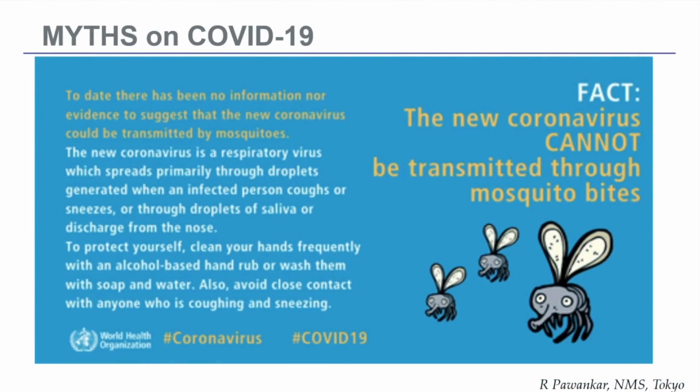Can it be transmitted through mosquito bites? I explained this to you earlier, like dengue and some other viral diseases are spread by mosquitoes, but this is not by mosquitoes. The origin of the SARS-CoV-2 virus or COVID-19 is from an animal, but it's a human-to-human transmission, as I've been telling you several times throughout my talk, that it happens between human to human. So mosquito bites have nothing to do with COVID-19.